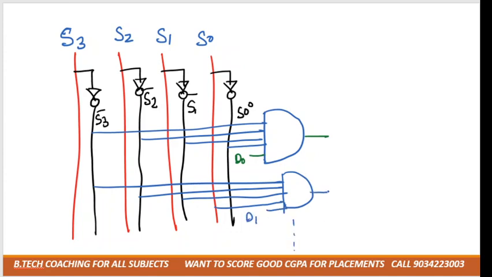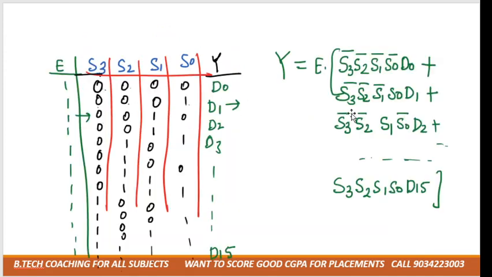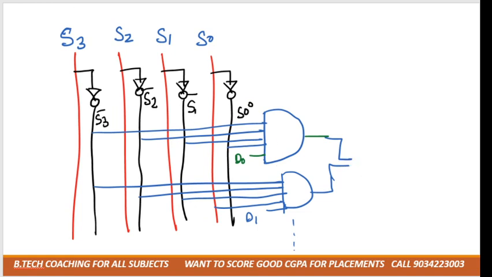Similarly, we do it again for the continuation. Then, as you know, all the terms are in addition, so for addition we use which gate? OR gate, right? So this would be the final expression, and in the last we connect the enable pin also. So this is our 16:1 multiplexer.